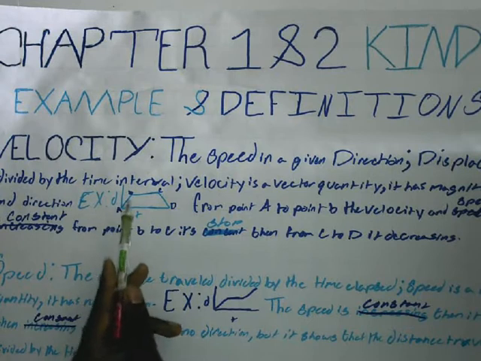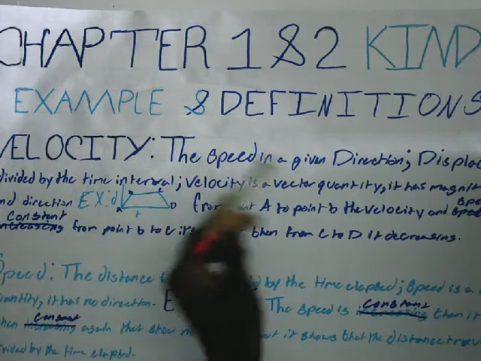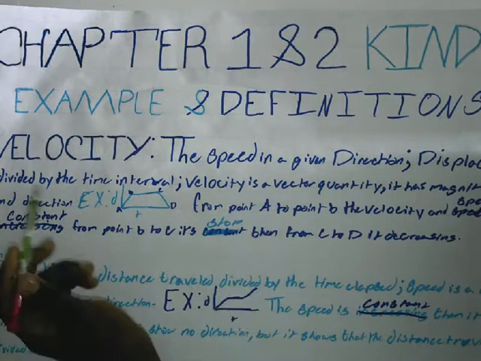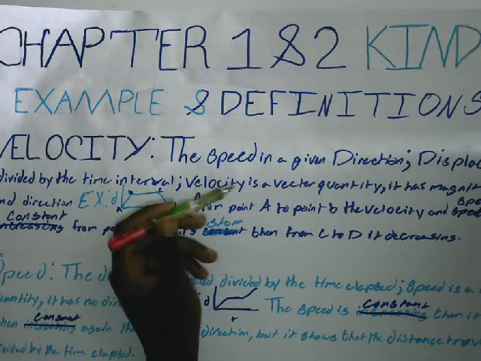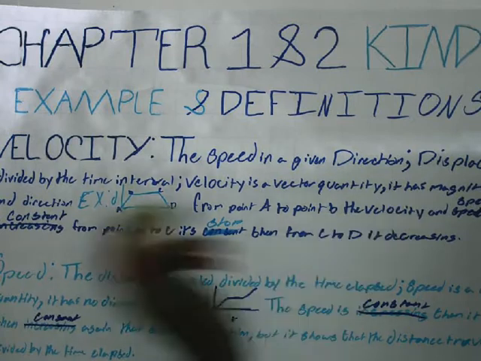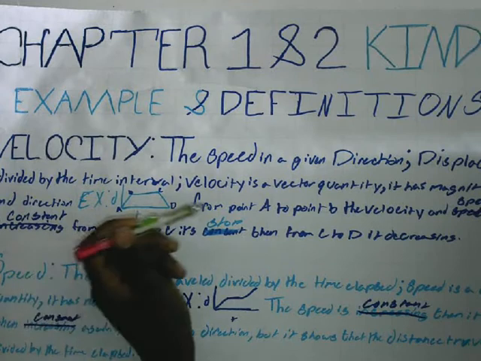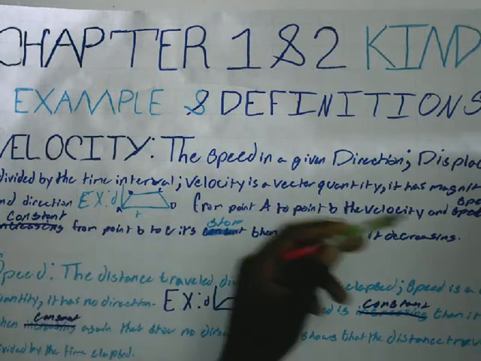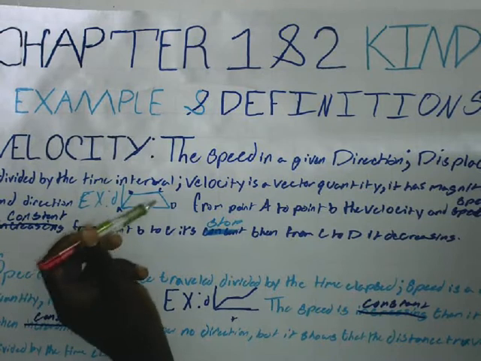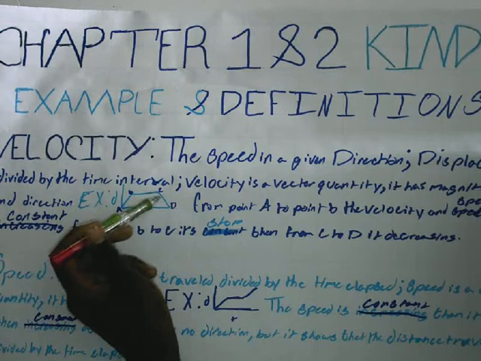The velocity definition is the speed in a given direction, displacement divided by the time interval. Velocity is a vector quantity. It has magnitude and direction. For example, from point A to point B, the velocity and the speed are constant. From point B to C, it stops. Then from point C to D, it decreases.